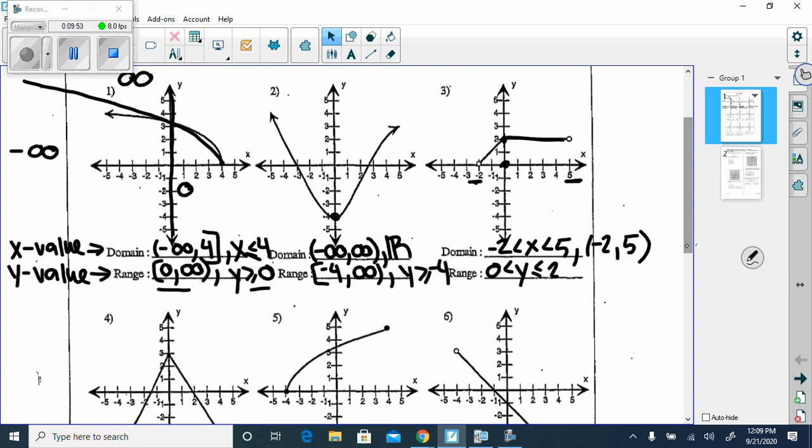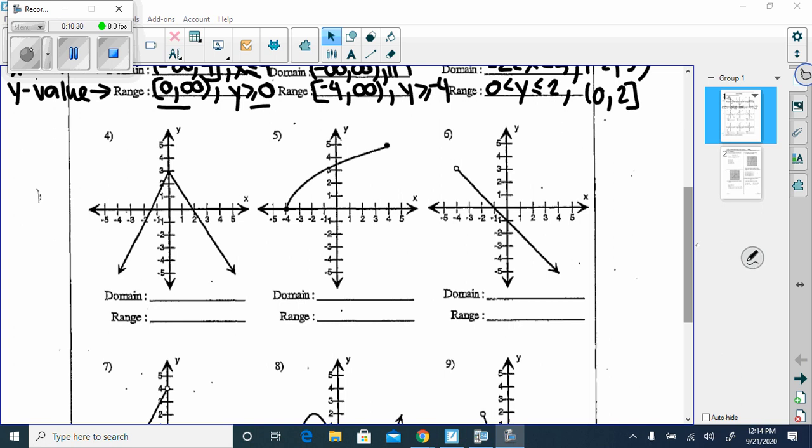So if I'm going to write it like this, I'm going to have 0 to 2, and I'm going to use a bracket for the 2. Just make sure when you're dealing with your domain, you're only looking at numbers here on the x-axis. When you're dealing with your range, you're only looking at numbers on the y. Okay, I want you guys to try the next row, numbers 4, 5, and 6. So just these three, and then we're going to check those three together.